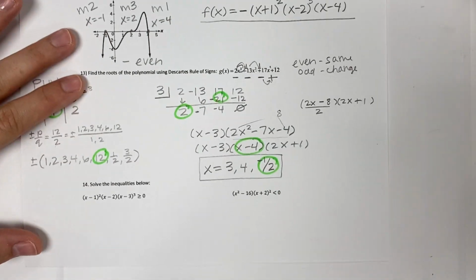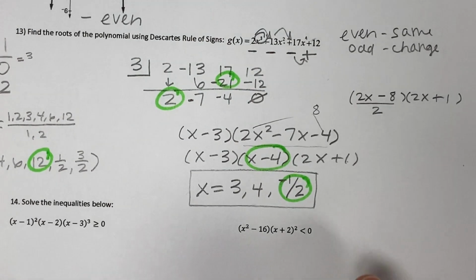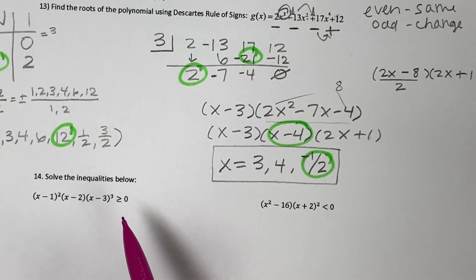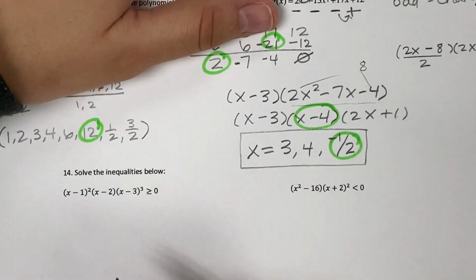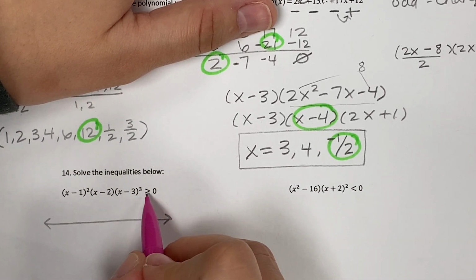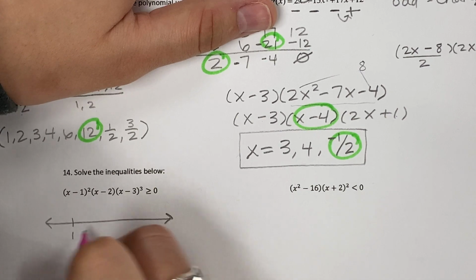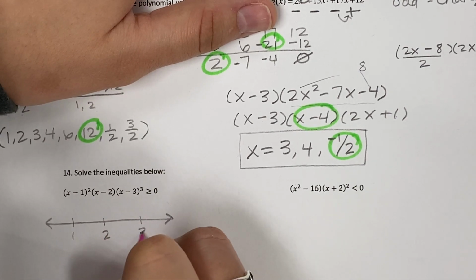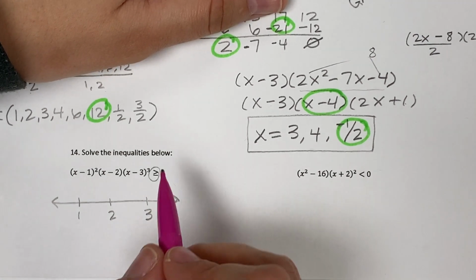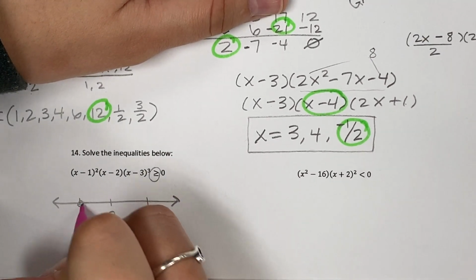The last piece we have to talk about is the last thing we learned, those inequalities. So we're gonna graph the polynomial, figure out where it's above or below 0. So again, I just graph that x-axis, put down my intercepts. So I have 1, 2, and 3. Now look at your inequality to determine if you have open or closed points. We will have closed points because it's equal to.